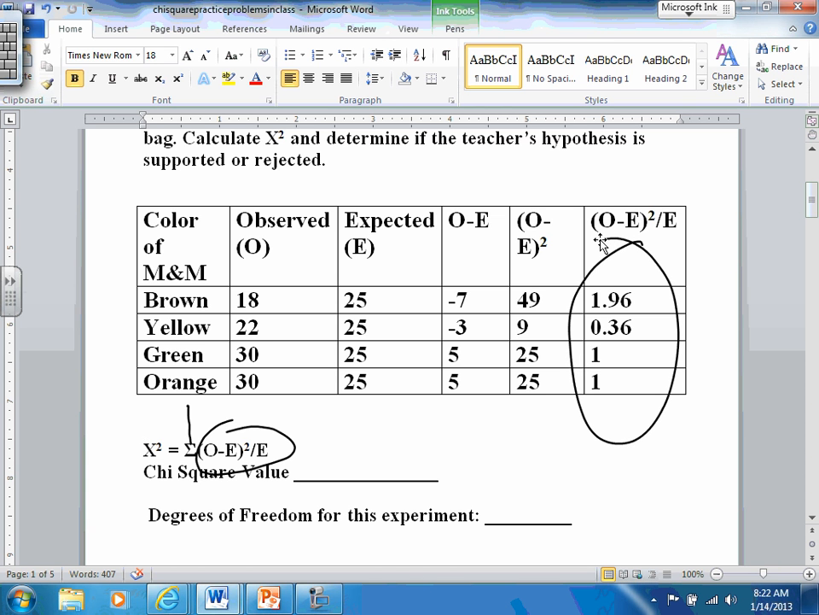So if we do that, 1.96 plus. That's not what I got. I got 4.32. Oh, I was just ahead. Yeah, so 4.32 is what that column adds up to be. That's called our chi-square value, 4.32. So let's put that in here.